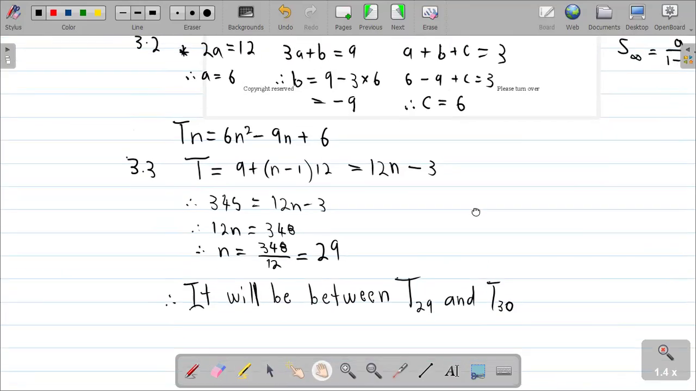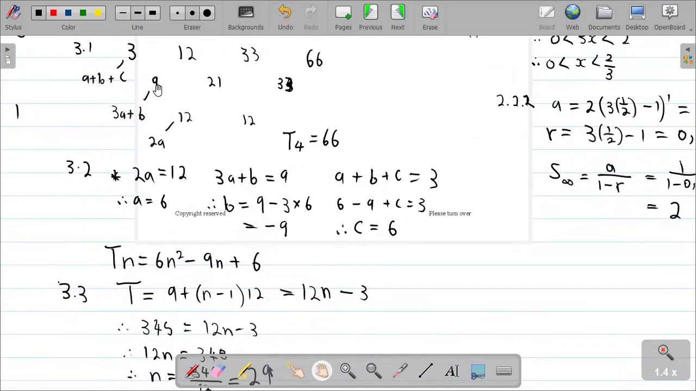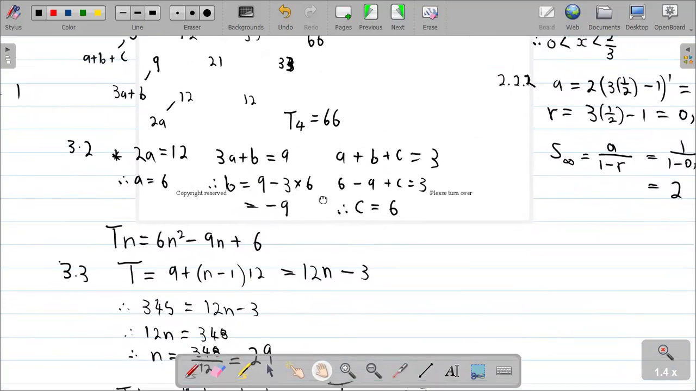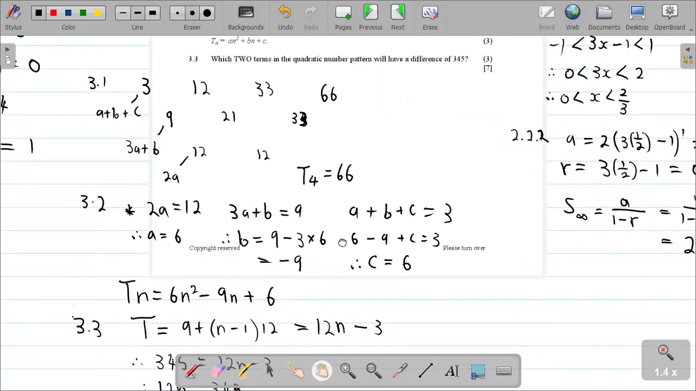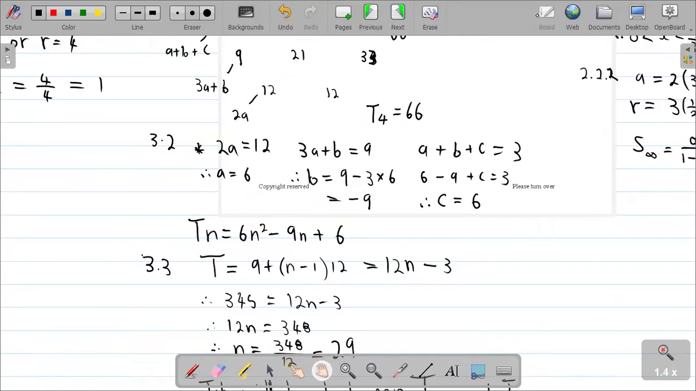How do we know? It's because term 1 is between 1 and 2. Term 2 is between term 2 and 3. Term 3 is between term 3 and 4. So term 29 will be between term 29 and term 30. That's how we know. Okay, so that is it for question 3. Let us go to question 4.